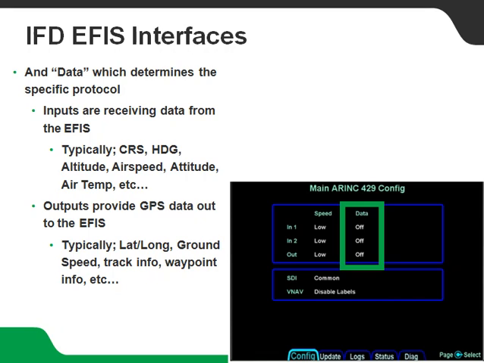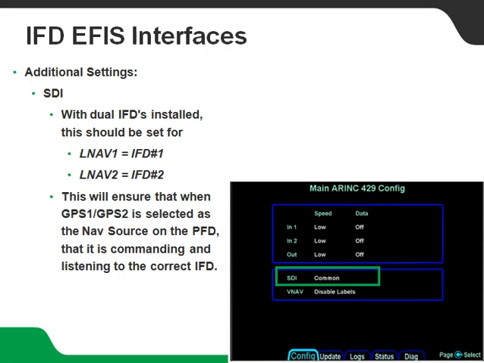So the input side, typically we're talking selected course, heading, altitude, airspeed, attitude, air temp, OAT, that kind of stuff. And then on the output side, we're talking the GPS data coming from the IFD out to your EFIS system. So, lat long, ground speed, track info, waypoint info, flight plan information, all of that good stuff.